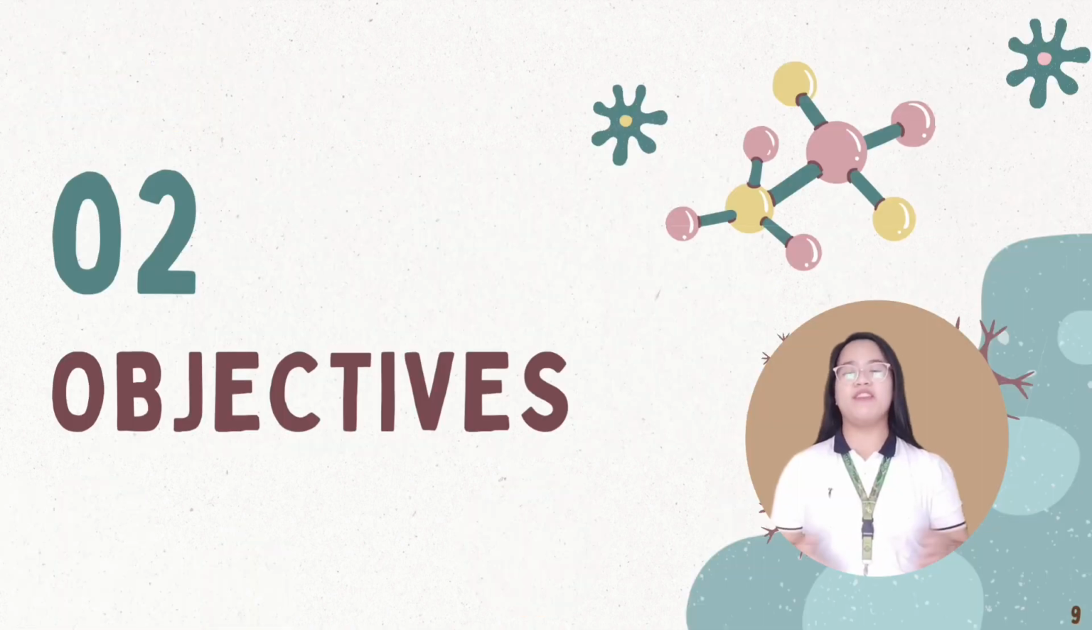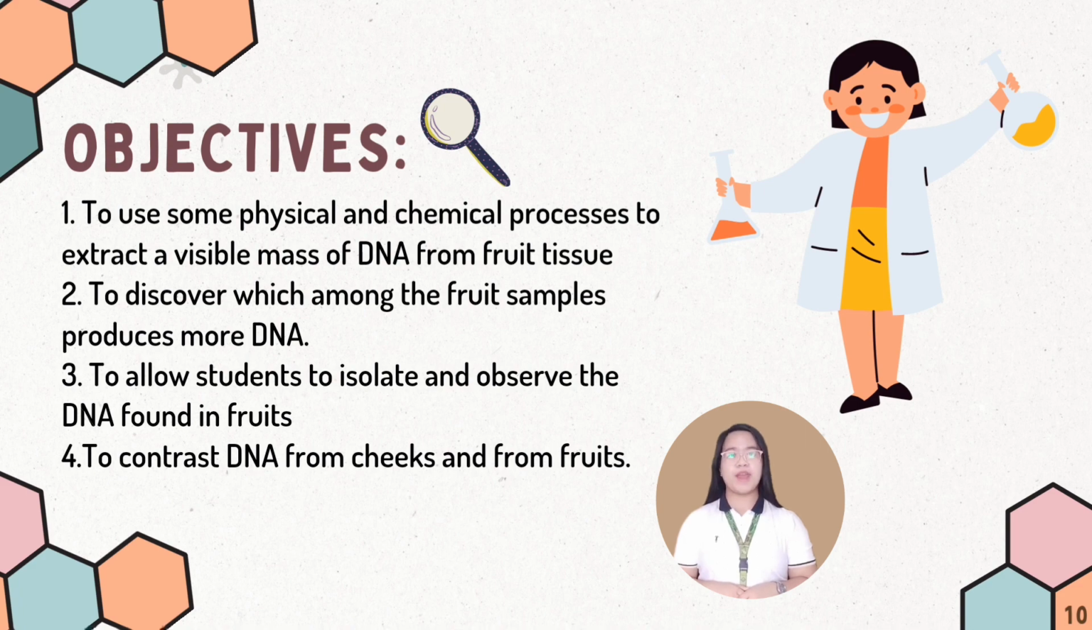Next, the objectives of our experiment. First is to use some physical and chemical processes to extract a visible mass of DNA from the fruit tissue. Second is to discover which among the fruit samples produces more DNA, or deoxyribonucleic acid. Third is to allow students to isolate and observe the DNA found in the fruits. And fourth, to contrast DNA from the chicks and from the fruit.